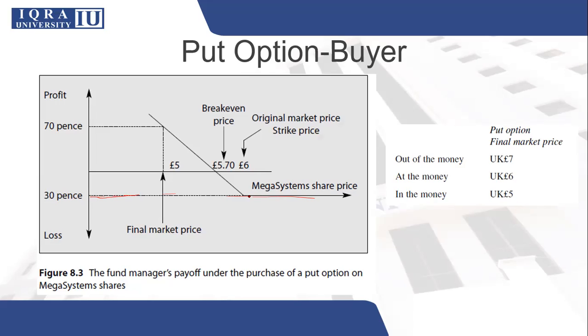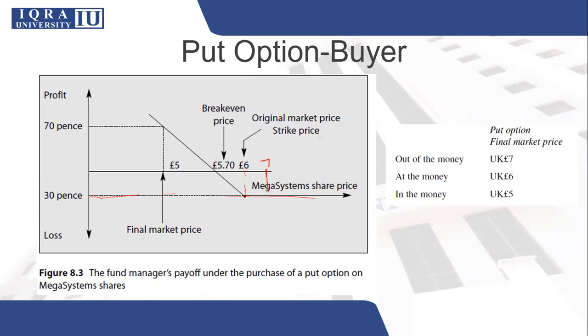That is, if he doesn't use the option at all, he is not going to use the option until the spot price goes below 6. So if the spot price is 7, he's not going to exercise it, because why sell something for 6 when in the market you can sell it for 7? So in this case, he's not going to exercise it, and the maximum loss that he will have to bear on one stock is 30 pence.